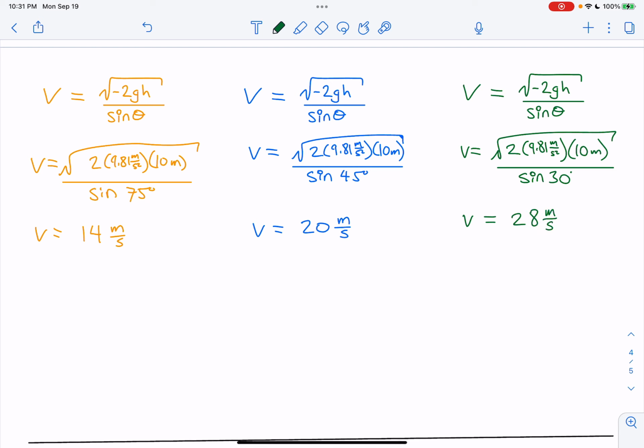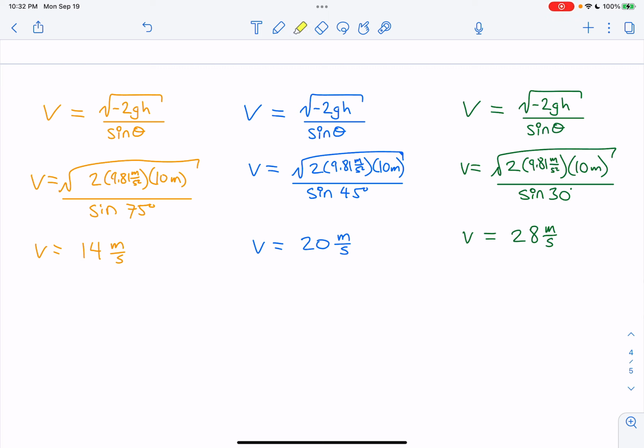Okay, so now we're starting to see the relationship here between the launch speed and the height. When we have an angle of 75 degrees, we can reach that height of 10 meters with only 14 meters per second. But as our angle gets smaller, we need more and more velocity to reach that height.